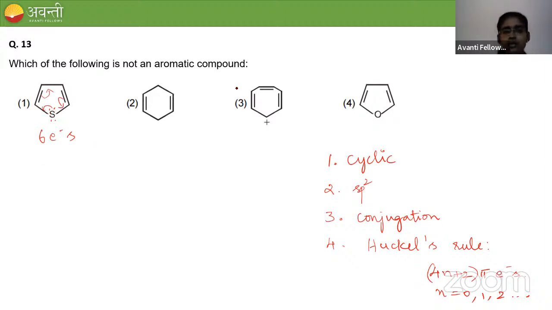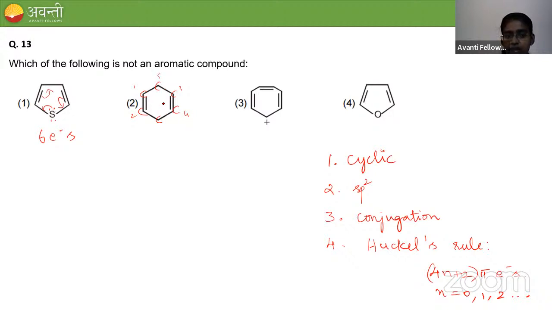And coming to option 2, just check whether the compound is cyclic. Yes, it is cyclic. And check whether it is sp2. No, it is not sp2. We do have 6 carbon atoms here, but only 4 carbon atoms, 1, 2, 3, 4, have the double bond, which is sp2 hybridized.